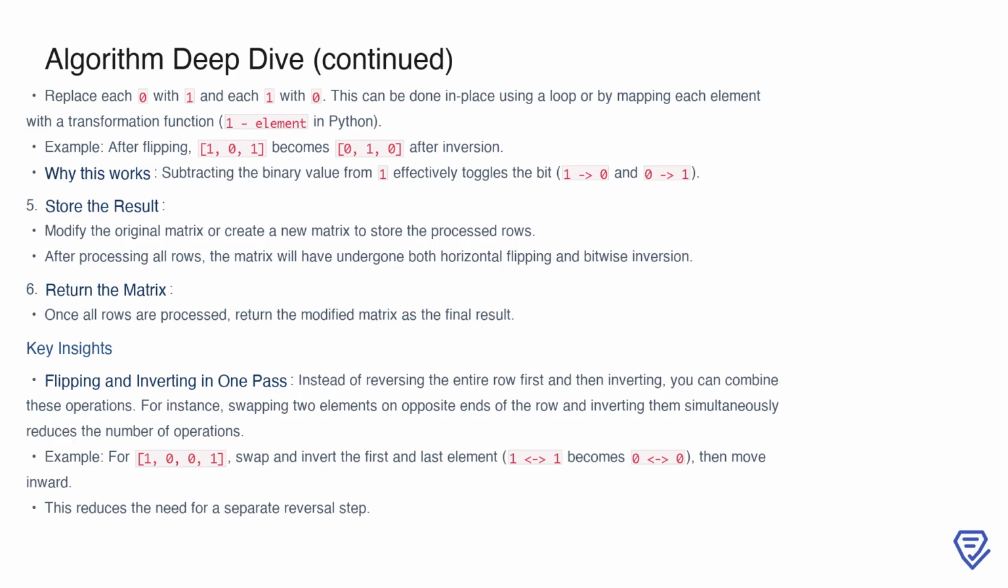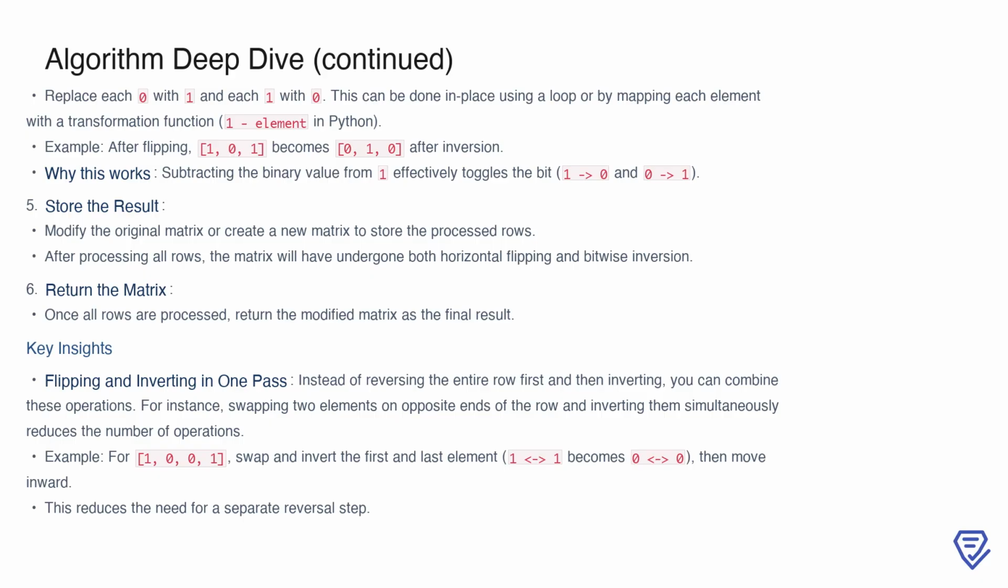After flipping a row, we move on to inverting it. This involves replacing each 0 with 1 and each 1 with 0. In Python, this can be done in place by iterating over the row or by using a transformation function like 1 minus x for each value. For example, if the flipped row is 1, 0, 1, inverting it gives 0, 1, 0. The reason this works is that subtracting a binary value from 1 effectively toggles the bit.